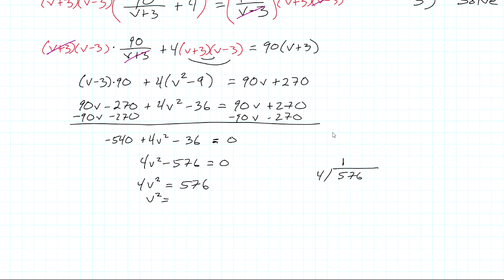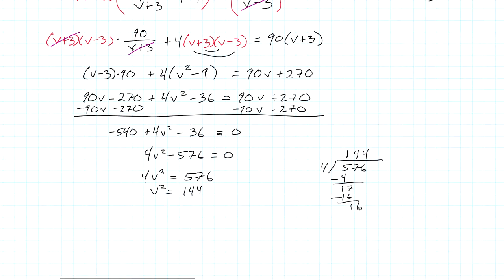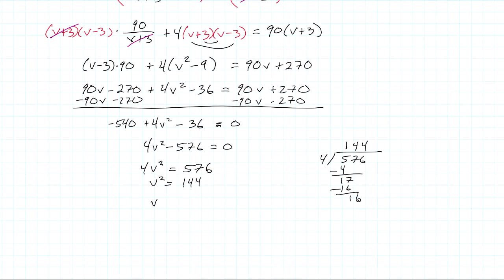4 goes into 576. 1 times 4 is 4. Subtract, we get 17. Bring down the 7. So then 4 goes into 17 4 times. 4 times 4 is 16. Subtract, bring that 1 down, and then bring the 6 down, and then 4 again. So this is 144 after dividing by 4. Then we can take the square root and get v equals plus or minus the square root of 144, which is 12. And we only care about the positive answer. We're not going to be driving the boat backwards, per se.